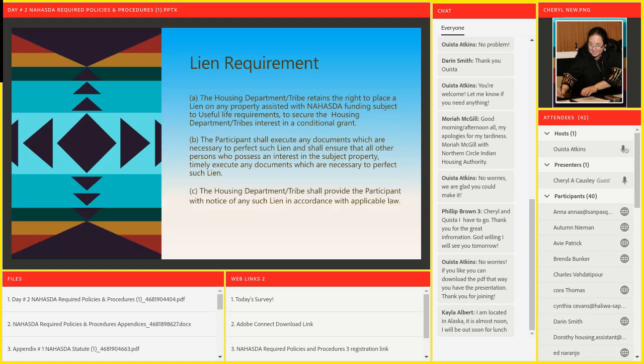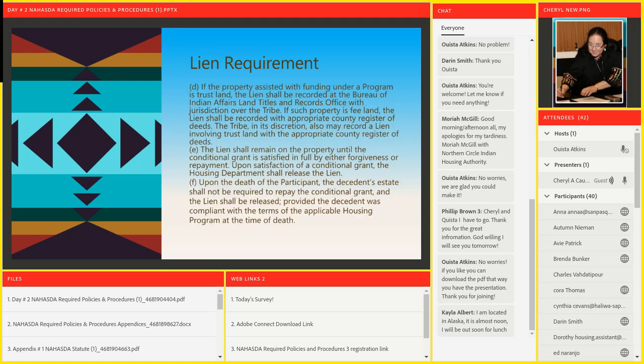Your lien requirement. The housing department of the tribe retains the right to place a lien on any property assisted with NAHASDA funding, subject to its useful life requirements, to secure the housing department or tribe's interest in that conditional grant. The participant shall execute any documents which are necessary to perfect such lien and shall ensure that all other persons who possess an interest in the subject property timely execute any documents which are necessary to perfect such lien. The housing department and tribe shall provide the participant with notice of any such lien in accordance with applicable law.